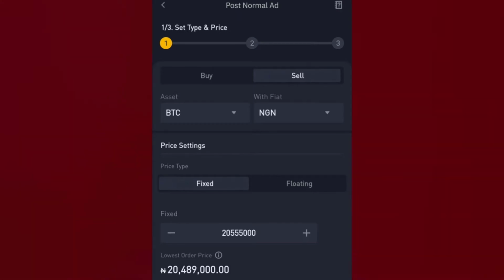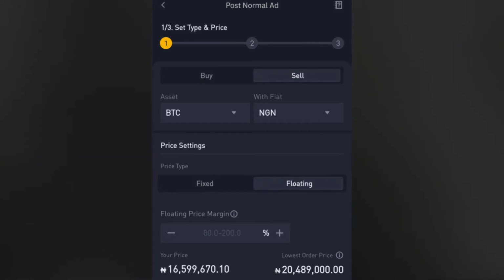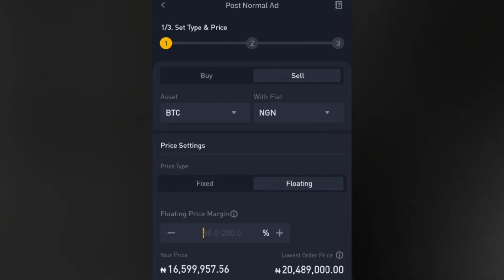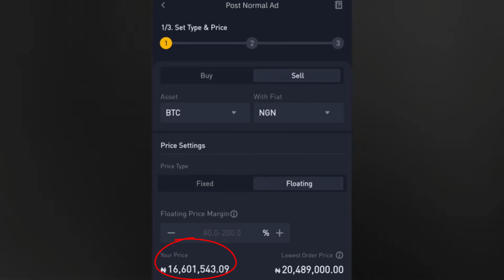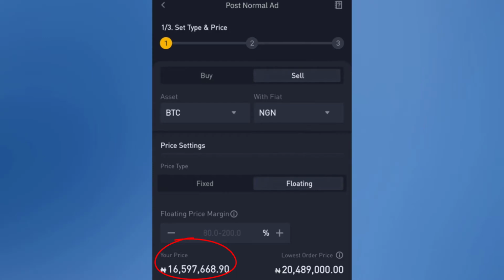So it's never going to adjust with the way the price moves. But when you now put it on floating, it means that this is the current market price on Binance for Bitcoin in Naira. At least this is the price that Binance is giving to you. So when you set your price, it's going to be adjusting according to what this price is moving at. And you can see the price is at 16.5 million.